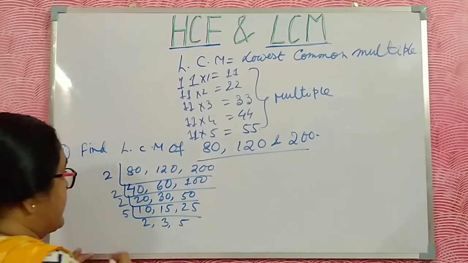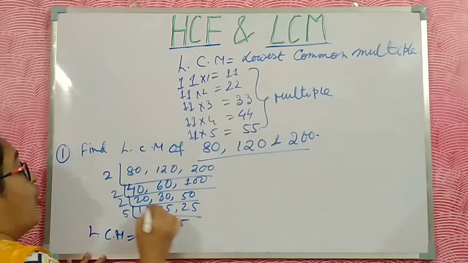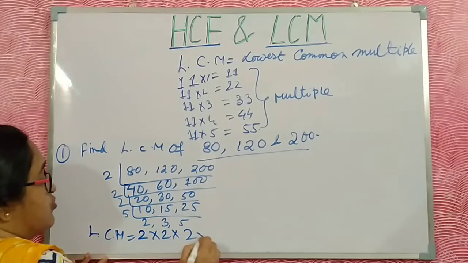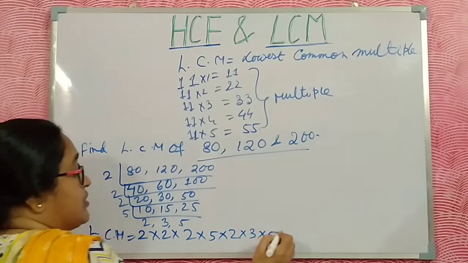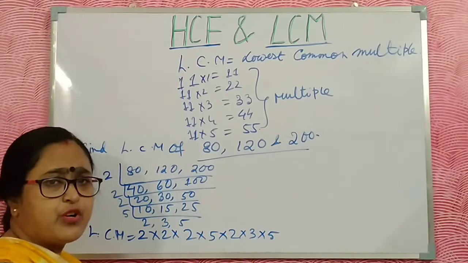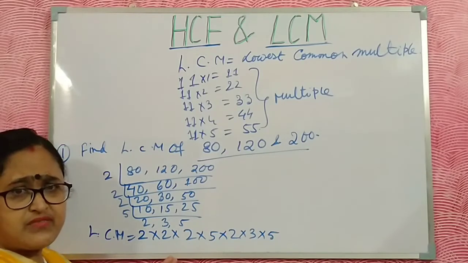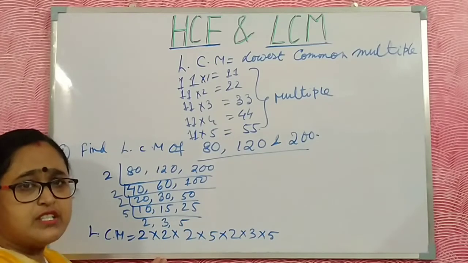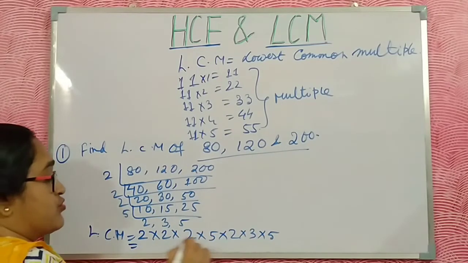Then for the LCM you do the multiplication of all the numbers: 2 into 2 into 2 into 5 into 2 into 3 into 5. You can use any process to find the LCM. I use this process because it is very easy for me, and it is also easy for you. That's why I am using this process to find the LCM.